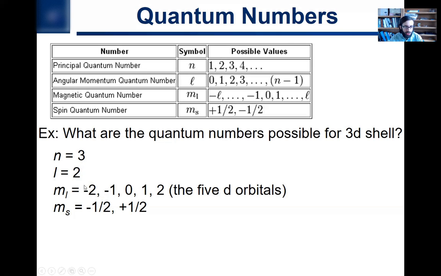One of them could be 3, 2, -2, -1/2. The next one could be 3, 2, -2, +1/2. And you could go through this, right? Last one, if we went through in this pattern, would be 3, 2, +2, +1/2. Okay.